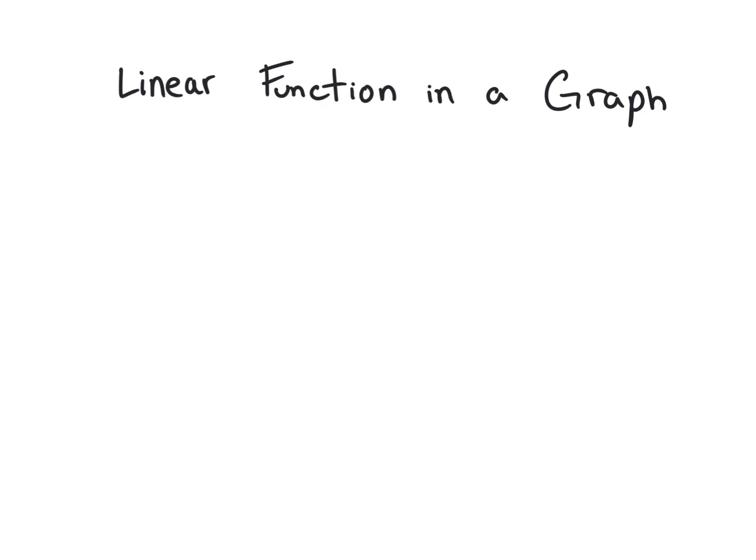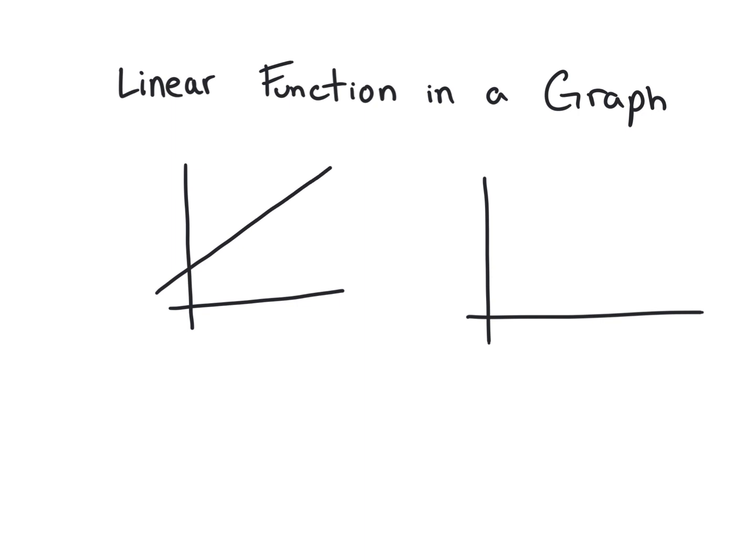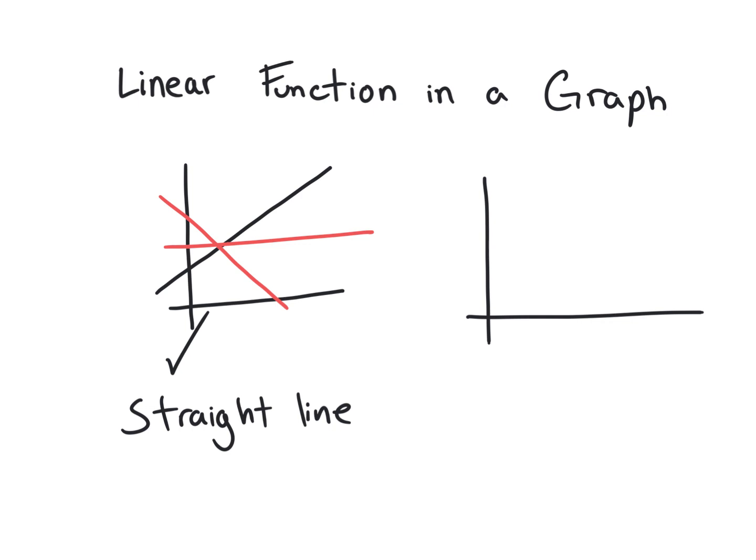So how do you identify a linear function in a graph? So I'm going to draw two graphs right here to the best of my abilities. A linear function is a straight line, whether that be up, down, left, okay? So all of those are linear functions. What is not? So yes, straight line. If it's a straight line, it's a linear function when it's a graph.